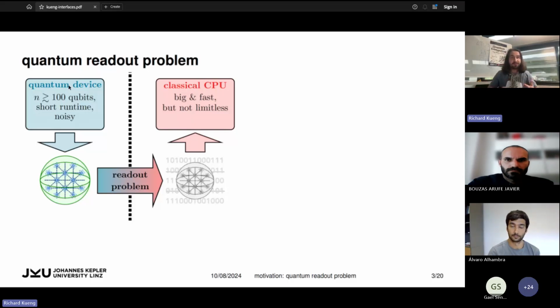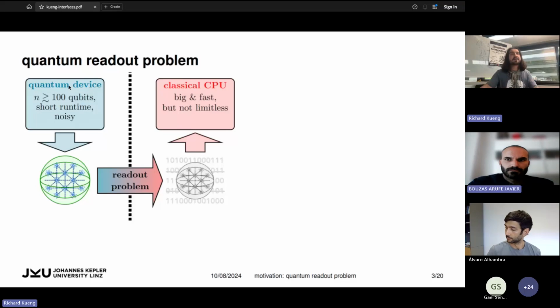And I'm also very fortunate because today we have really powerful and amazing classical hardware, ranging from the laptop that allows me to give you this presentation up to huge server farms, how they are used for ChatGPT or machine learning.